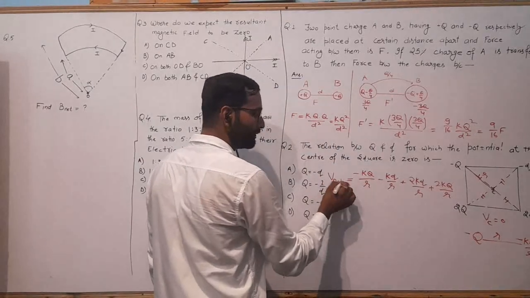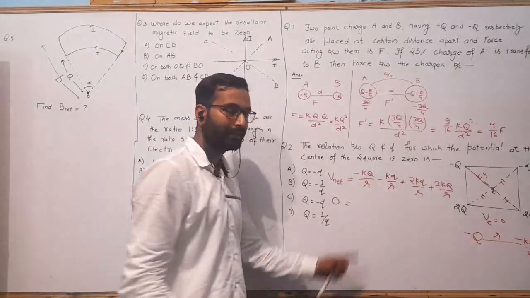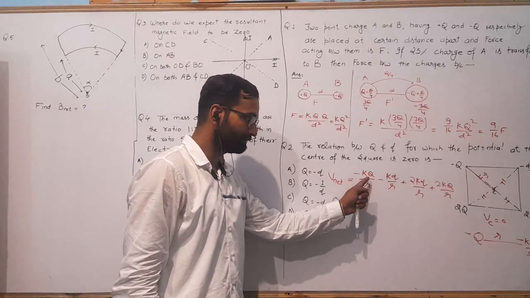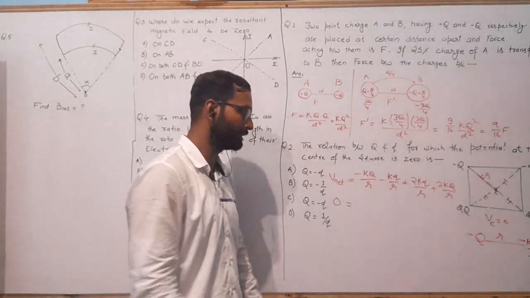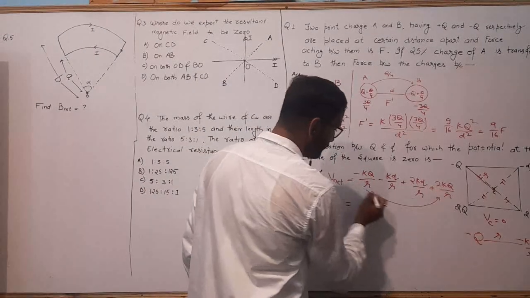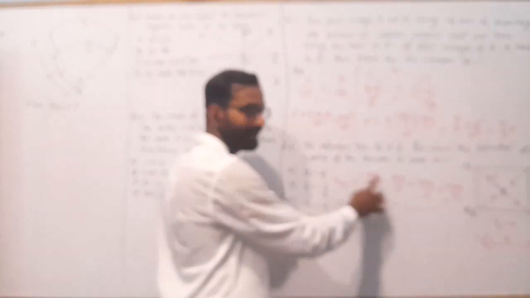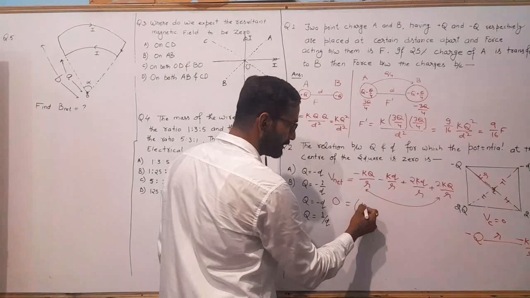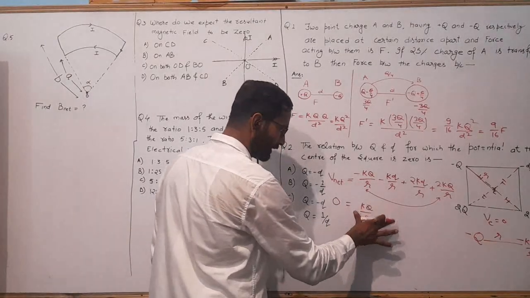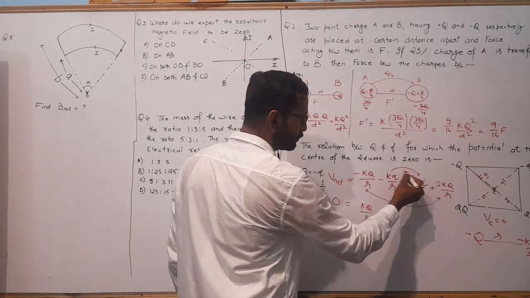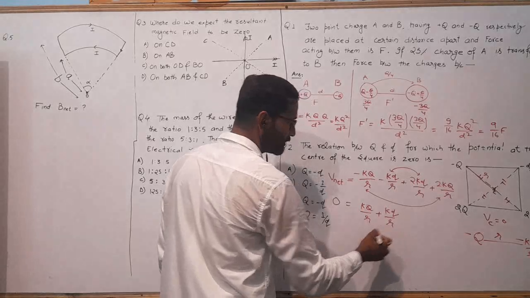But in the question, V net is given as 0. So 0 equals, listen carefully, we take capital Q in one bracket and small q in the other bracket. When we solve these two things, we get kQ by r and kQ by r. But this is negative and this is positive, so the net result is kQ by r. Similarly, when we solve these two things, we also get plus kq by r.